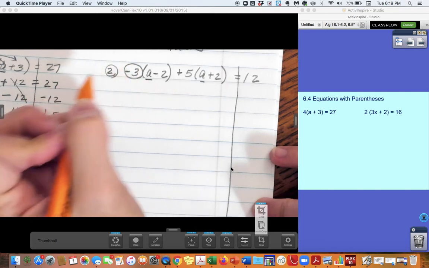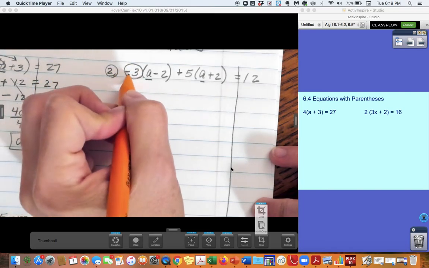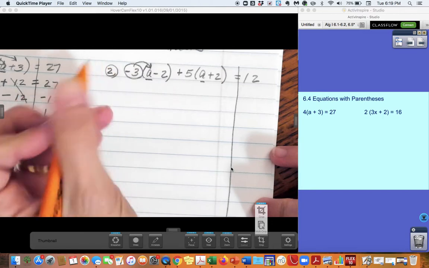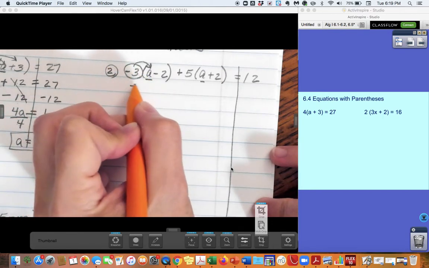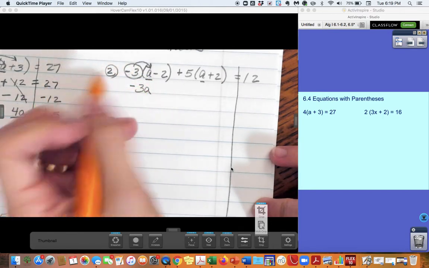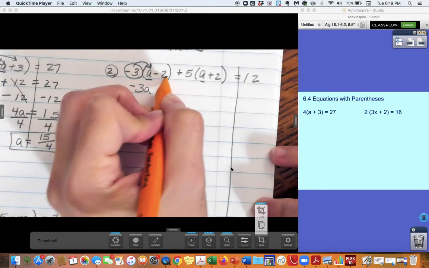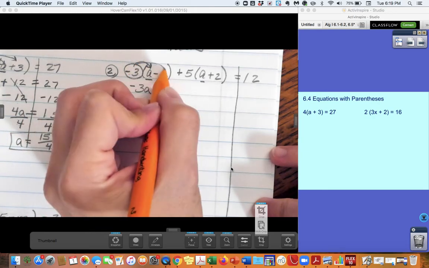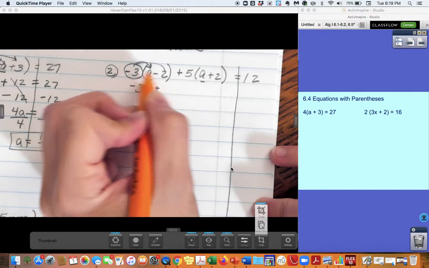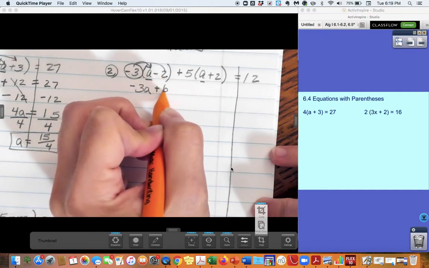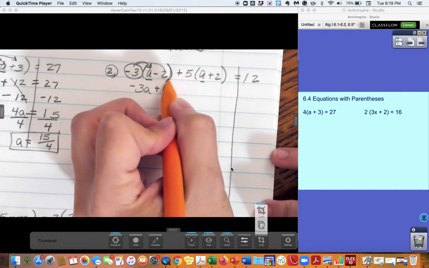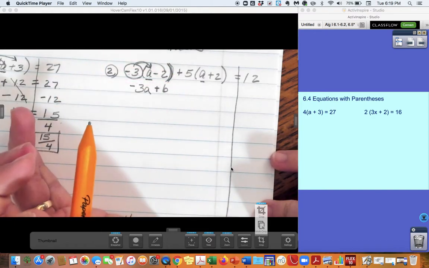So we're going to take the negative 3, so make sure you grab the negative, and you want to distribute it. Negative 3 times A makes negative 3A. Negative 3 times negative 2, negative times negative makes a positive. 3 times 2 is 6. Once you get to the closing parentheses, you're done with that one.